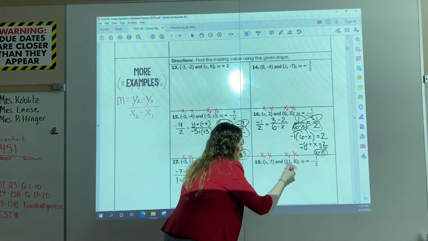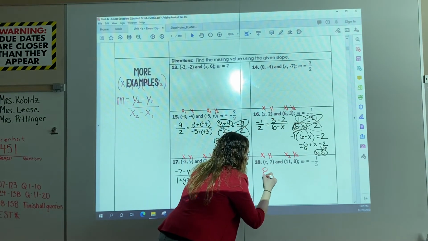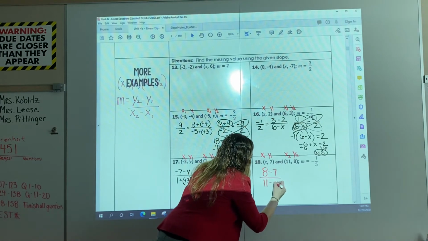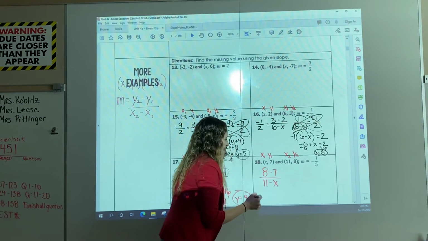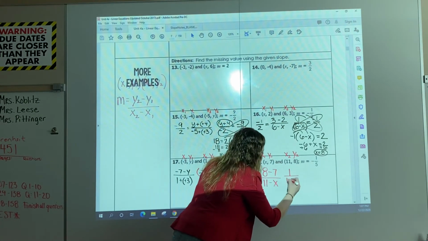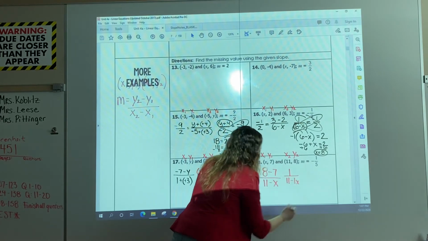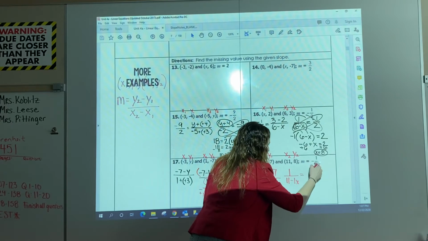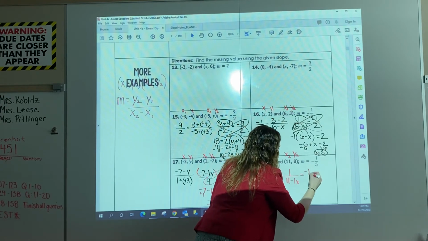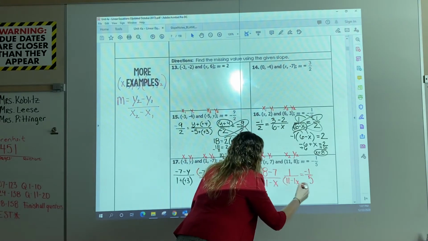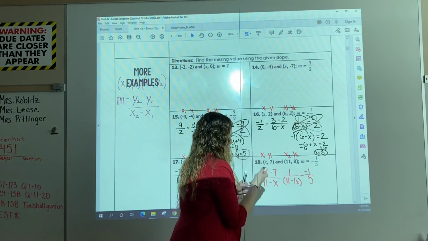All right, we have y2 minus y1, so we have 8 minus 7 over 11 minus x. 8 minus 7 is a positive 1. We can't simplify anything more on the bottom. I'm going to make it a minus 1x. Then I'm going to set that equal to our slope that they provided, negative 1 over 5. We're going to package with parentheses here and cross multiply.